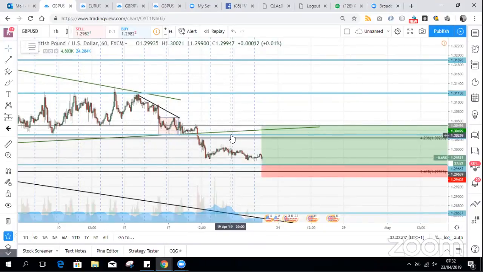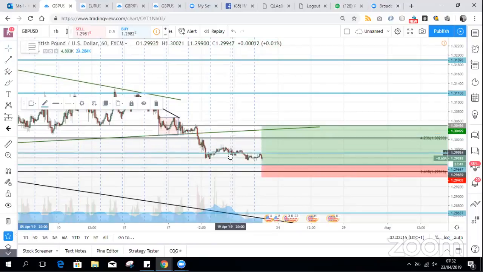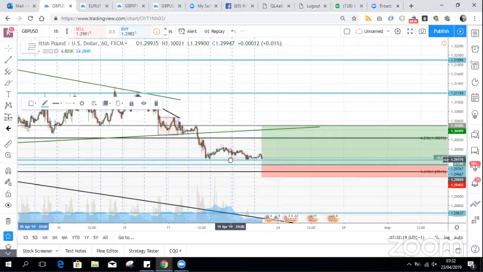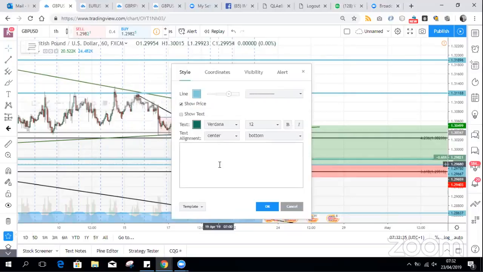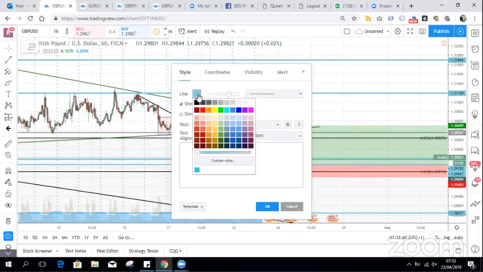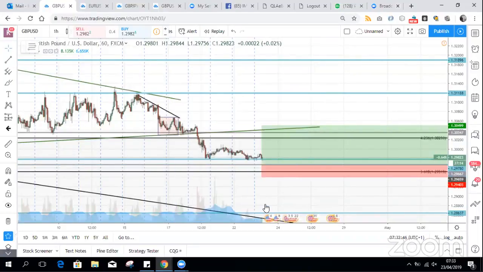Gray lines are resistance points. Blue lines are low points previous. Previous major resistance point that was broken, I'm going to push this down. This becomes the lowest point of last week. Gray lines are just support and resistance, not necessarily low points of the previous week, but major resistance points. So I'll make this line gray as well. This is what we're looking at.